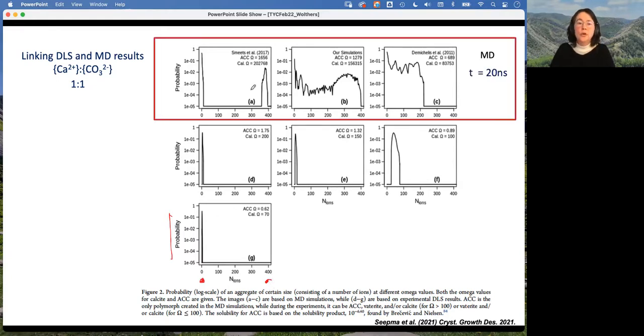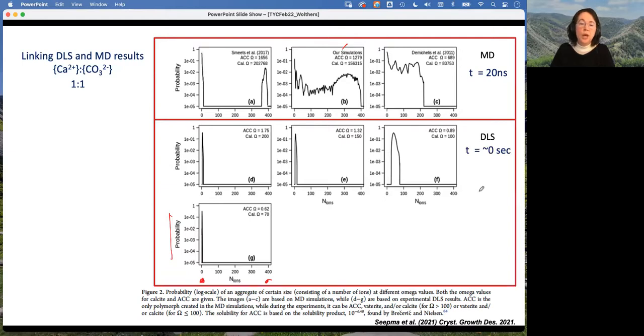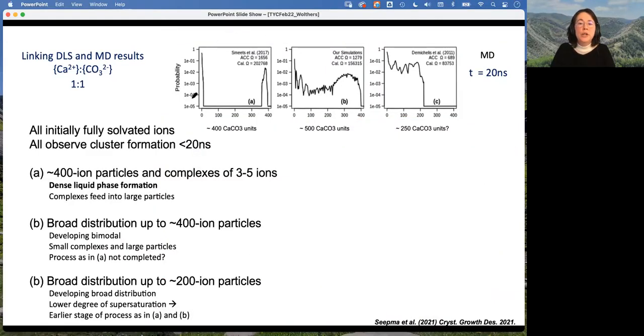And the first three are from MD, and in all cases, so this is our work and this was a published work, the cluster formation was observed within 20 nanoseconds, and this is our DLS results at time t is 0, which is about a minute actually. And so for the MD results, in all cases of these simulations, they started with fully solvated systems and they all observed cluster formation within 20 nanoseconds.